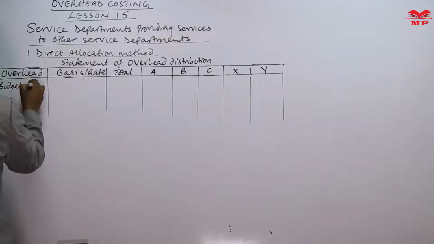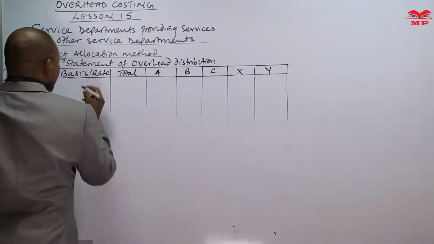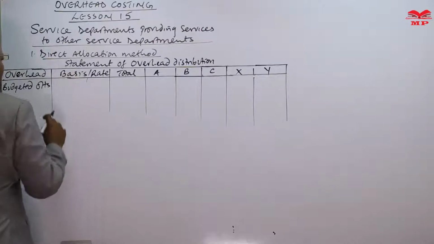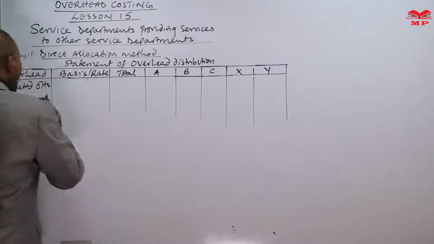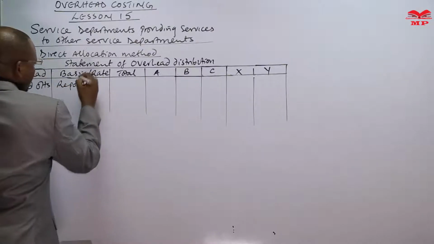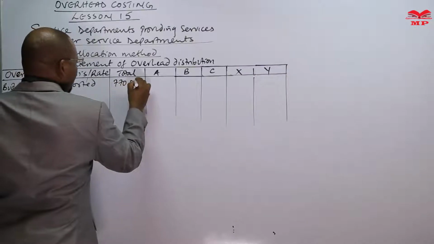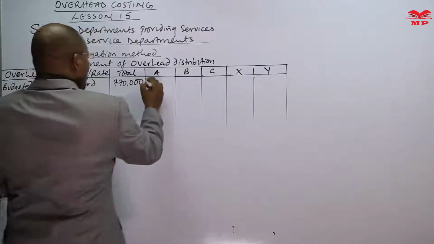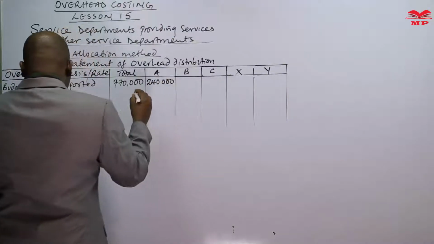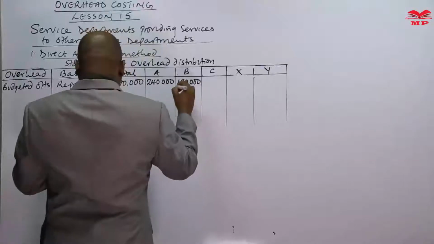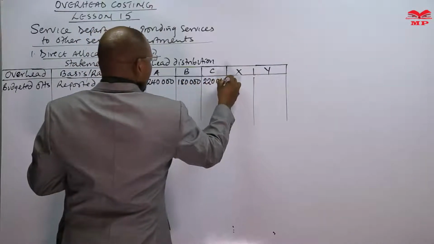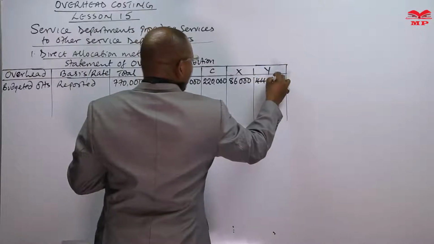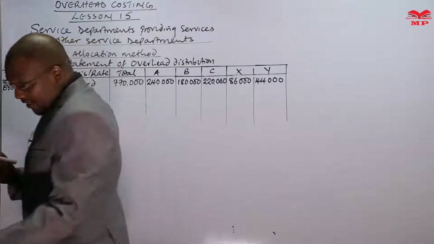So we have the budgeted overheads. These budgeted overheads have already been provided. So the base is just reported. So the total is 770,000. Department A has a total of 240,000. B has 180,000. C has 220,000. X has 86,000, and this is 44,000 for department Y.